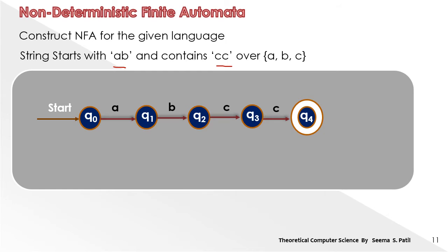So add one loop over Q2. And after completing CC, there can be any number of ABCs. So add one loop over Q4 state. And this is the NFA for the given language. That language is the string that starts with AB and contains CC over ABC.